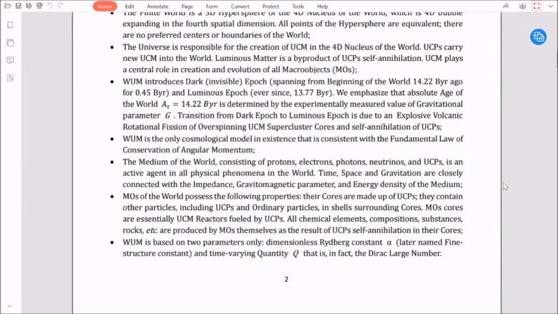WOM is based on two parameters only: the dimensionless Rydberg constant alpha, later named the fine structure constant, and the time-varying quantity Q, that is in fact the Dirac large number.